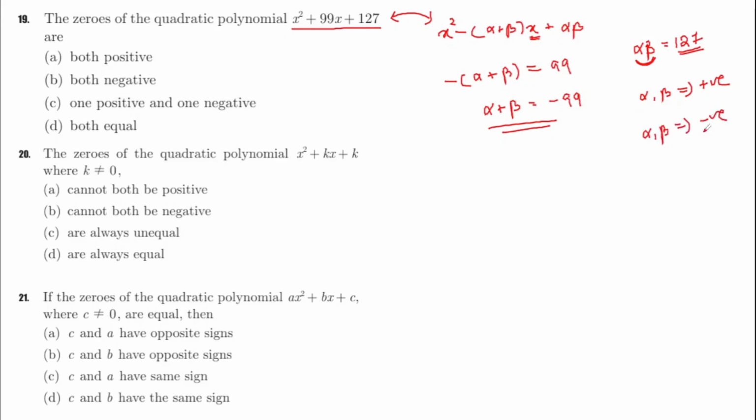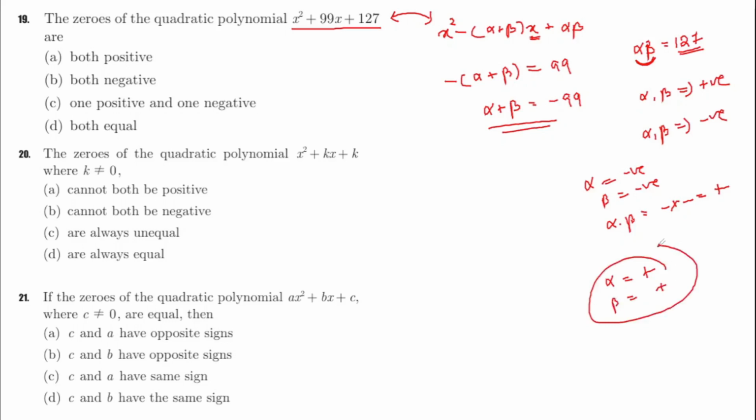If alpha is negative and beta is negative, then after multiplying alpha and beta, you will get negative into negative, and that is positive. Or you may say alpha is positive, beta is positive, and the product of two positive quantities is positive. So here you can see that alpha into beta is 127. That means this is a positive quantity. Hence, both alpha and beta may be positive or both may be negative. Okay. Now let's try which one of them is correct.